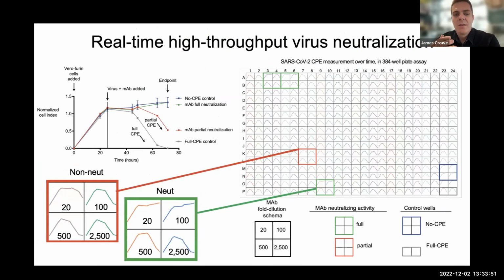We also, since I already told you my cognitive bias, I believe neutralization is the driving parameter to look at. So we developed real-time high throughput virus neutralization assays that can be done in 384 well plates, where you can see cells filling in and making impedance on a cell impedance device. And if there's no antibody, the virus kills the cells and you get full CPE, and the cells blow up and you lose your cell index or impedance. But if you add virus and antibody, the antibody neutralizes, the cells stay up and they're fine.